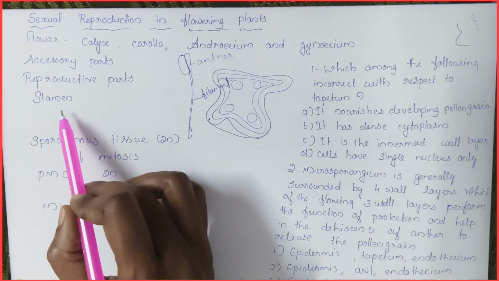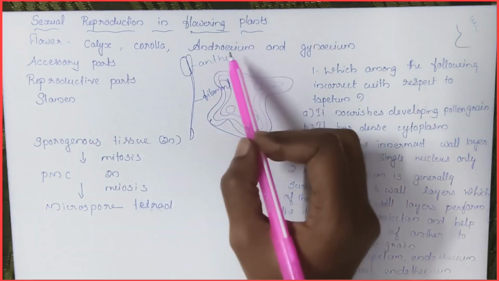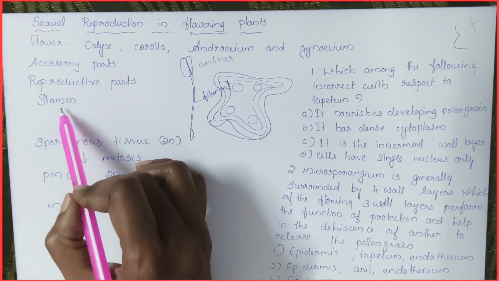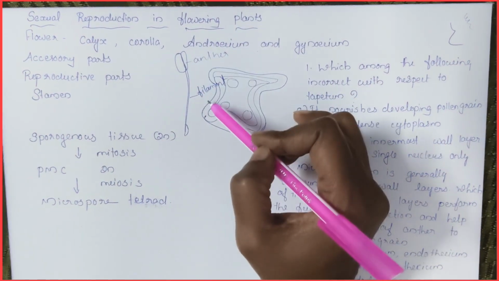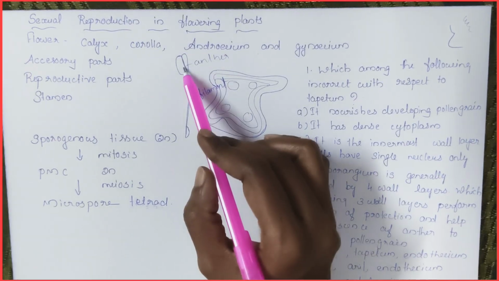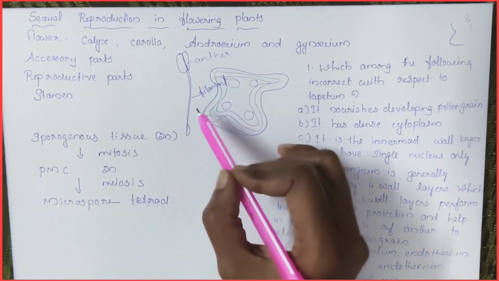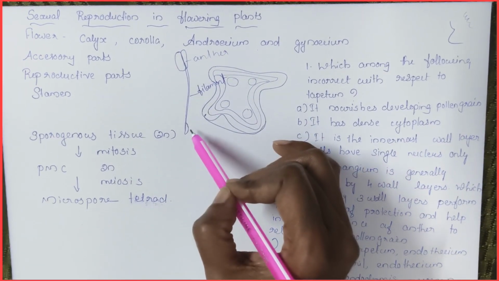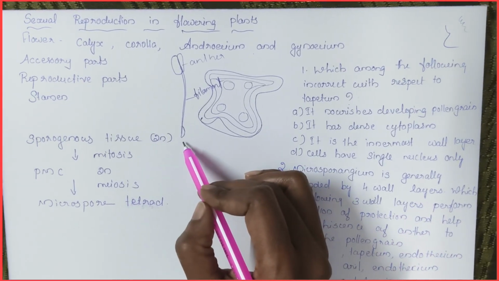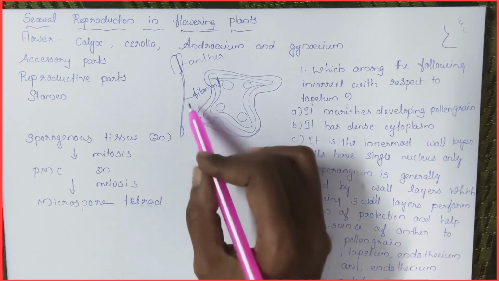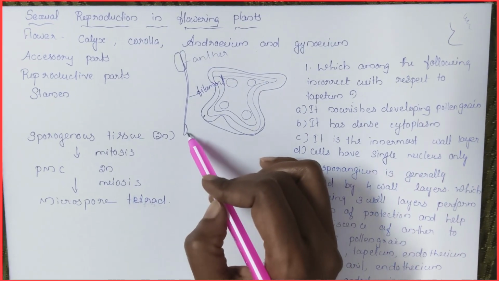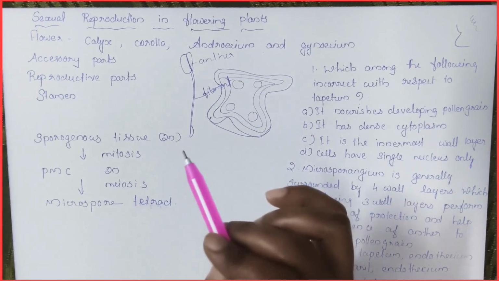Today we are going to study the structure of the stamen. As we know, the stamen is the male reproductive part. Androecium consists of stamens, and the stamen consists of two parts, that is anther and filament. The anther is the topmost part of the stamen. The filament is the stalk-like structure, and the posterior part of the filament is located in the thalamus. This is one of the NEET questions.